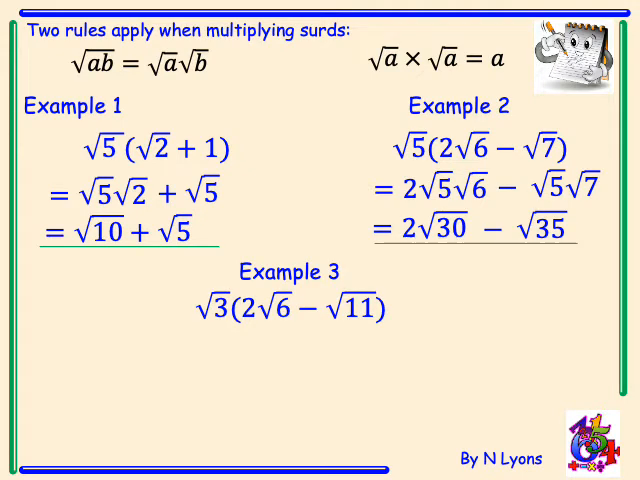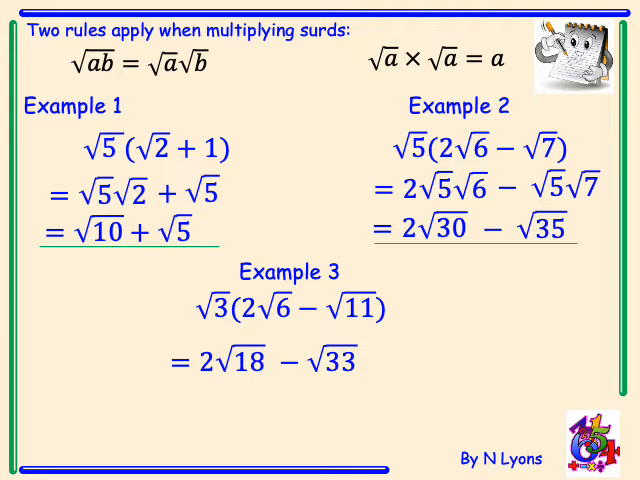Example 3, root 3 bracket 2 root 6 minus root 11. So the first term there, I'm going to go straight to an answer of 2 root 18, and the root 18 comes from root 3 multiplied by root 6 to get root 18. And then our back term is going to be minus root 33 because 3 11s are 33. Now in this example here, root 33 cannot be simplified, but root 18 can.